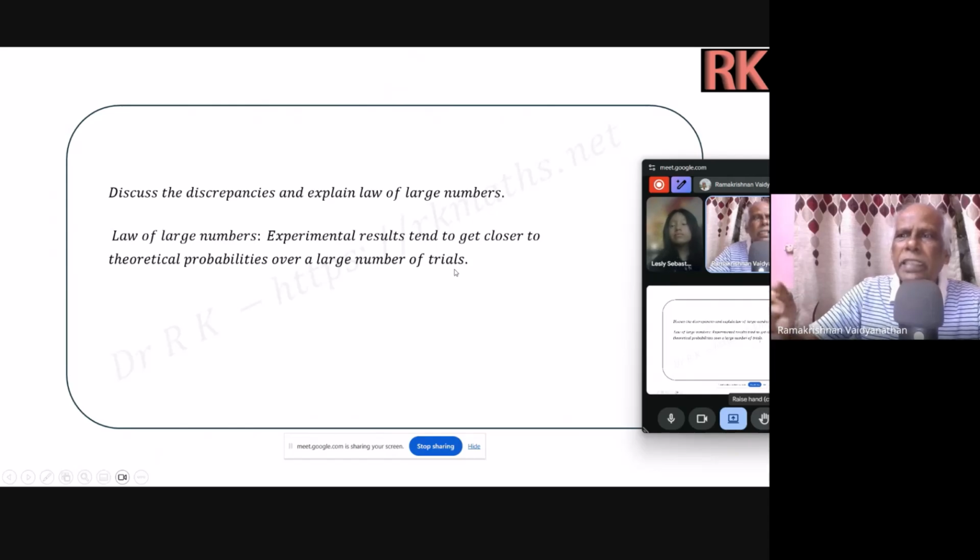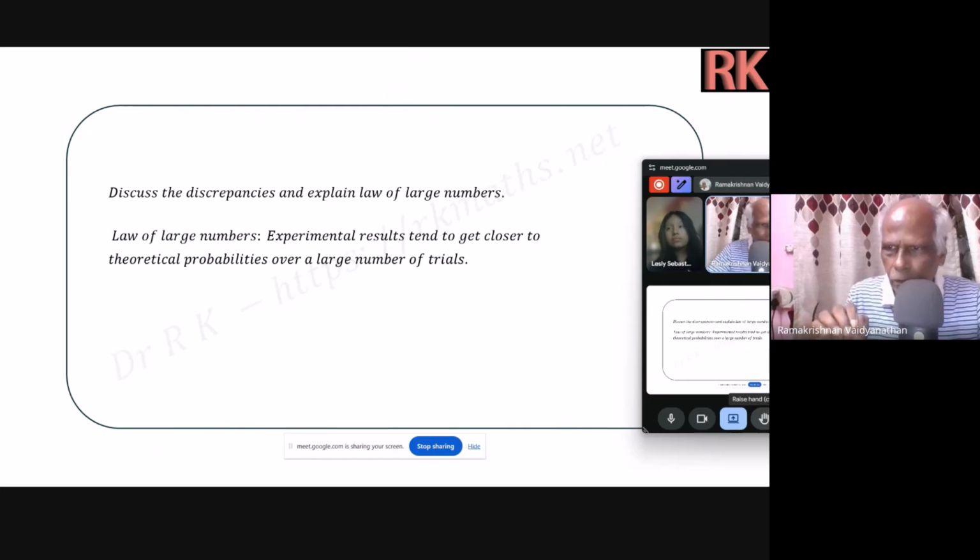Trial means each time I toss a coin, no? Each experiment is called a trial. Actually, a small difference I'll tell you. Suppose I toss one time. That is called one trial. I toss another time. That is called another trial. Likewise, I do it for 10 times. So how many trials have I done?